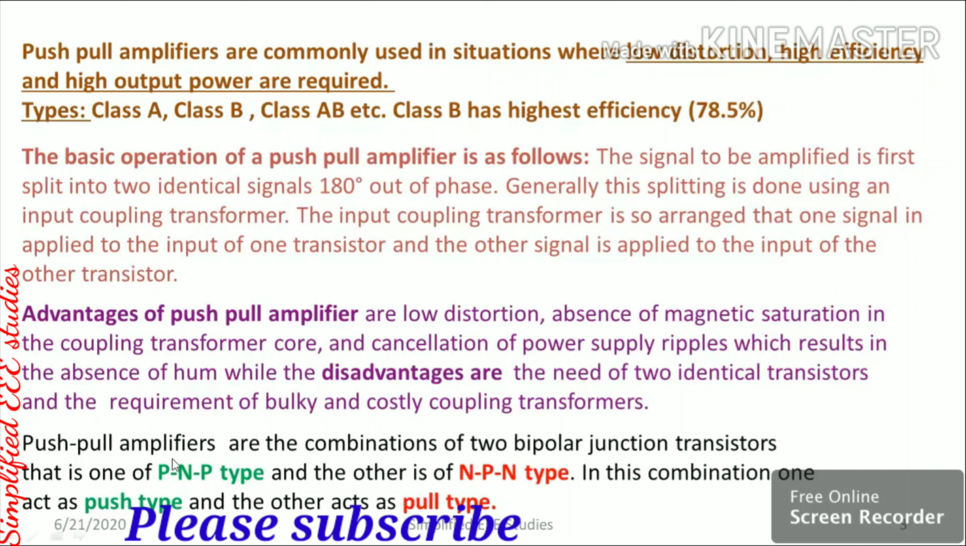As I told you, there are two transistors required. One will be PNP type and another will be NPN type. The PNP transistor will act as the push type and the NPN transistor will act as the pull type. That is why it is known as push-pull amplifier. We can call this one a push-pull amplifier.